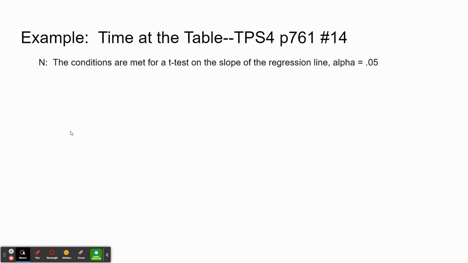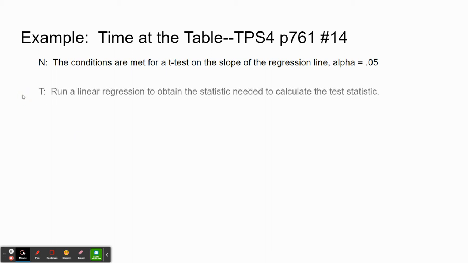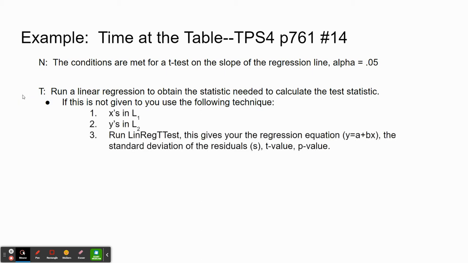So now we're ready. The conditions are met for a t-test on the slope of the regression line. Alpha is equal to 0.05. I just chose that. Now we have to get our test statistic. So we're going to run a linear regression on our sample, and we need to get our b value for that. If it's not given to you, you put your x's in L1, you put your y's in L2, and you run the LinRegTTest. That's going to give you your regression equation, the standard deviation of the residuals, the t value, and the p value.